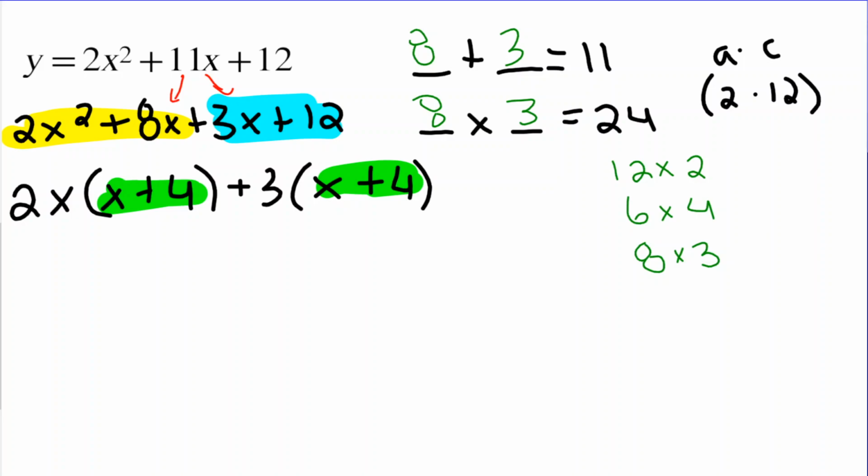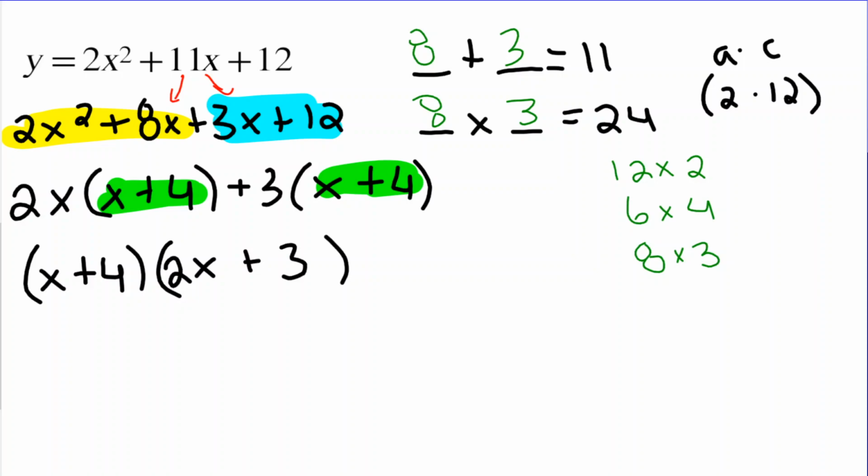Just like I did before, I pull the thing they share out front. 2x squared and 8x shared a 2x, so I pulled it out front as a factor and then expressed my next factor as whatever was left after division. Here I pull out that x plus 4 out front. My first factor is left with just a 2x, and my second term is left with just a 3.